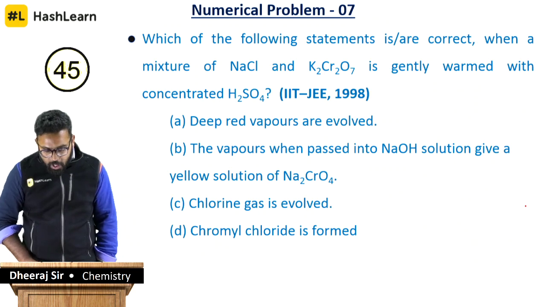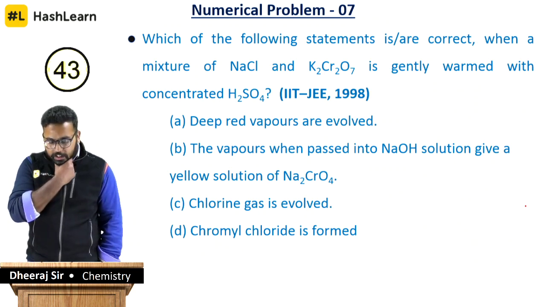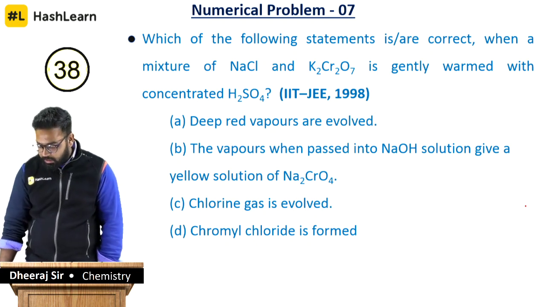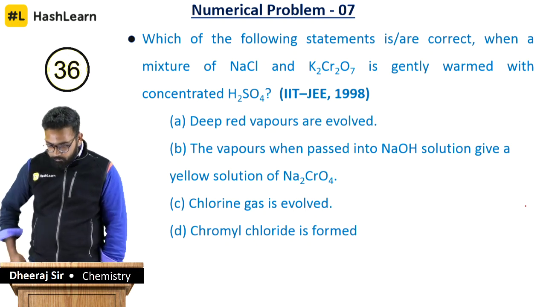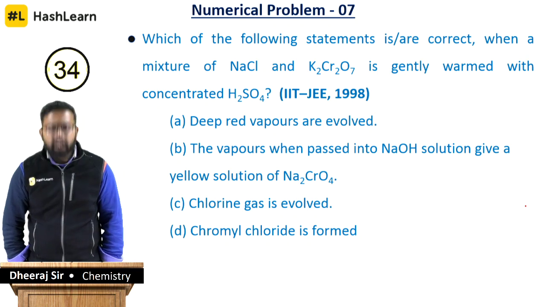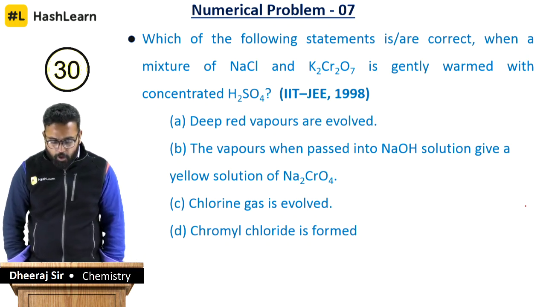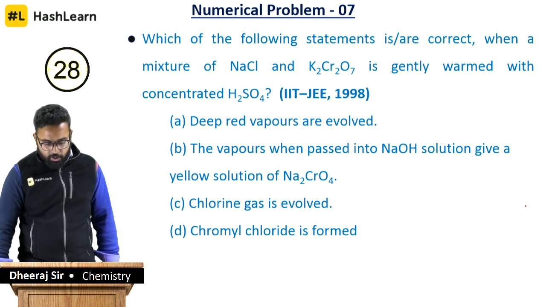Try to look at the 7th question that I've packed for you guys. Have a detailed look at it quickly. Which of the following statements are correct when a mixture of NaCl, sodium chloride, and potassium dichromate is gently warmed with concentrated sulfuric acid?